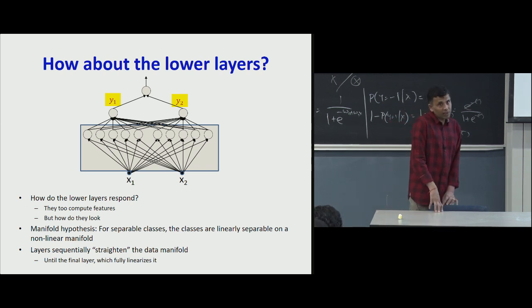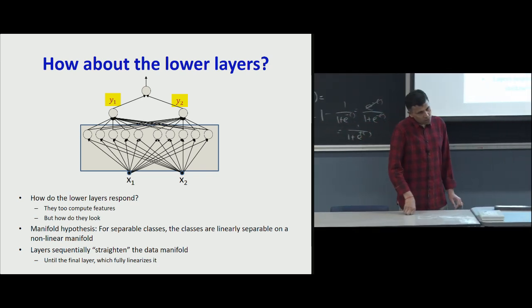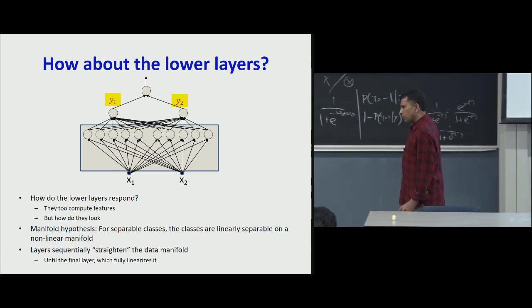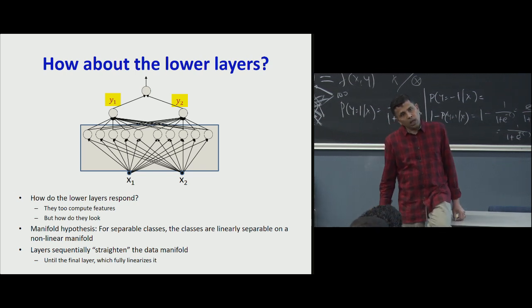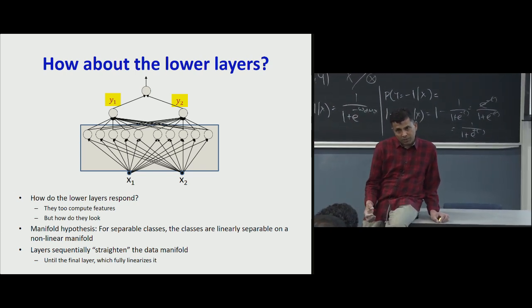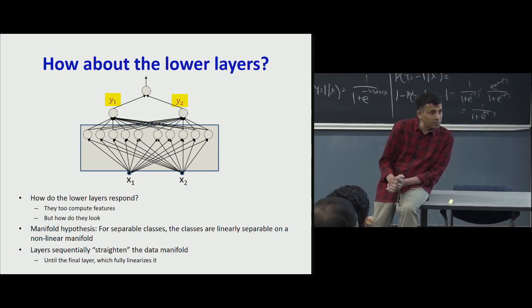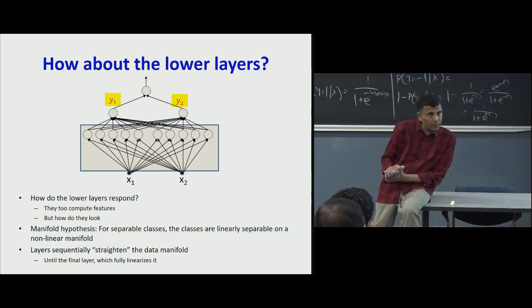But there's a different way of thinking about it, which seems to be a reasonable approximation to what really goes on. At the input, the data may not be linearly separable. Then the first layer takes it up into some higher dimensional space in this particular example. But as the input progresses through the network, the data become more and more linearly separable.